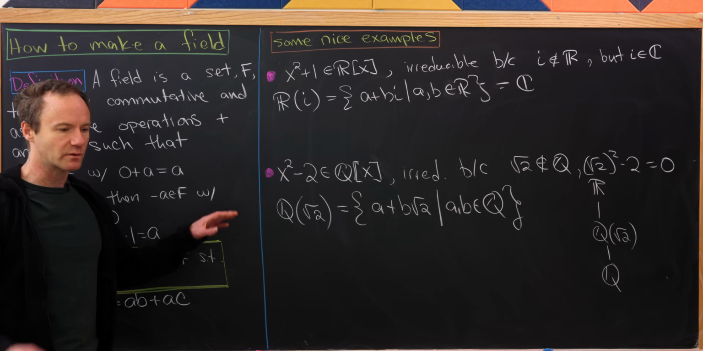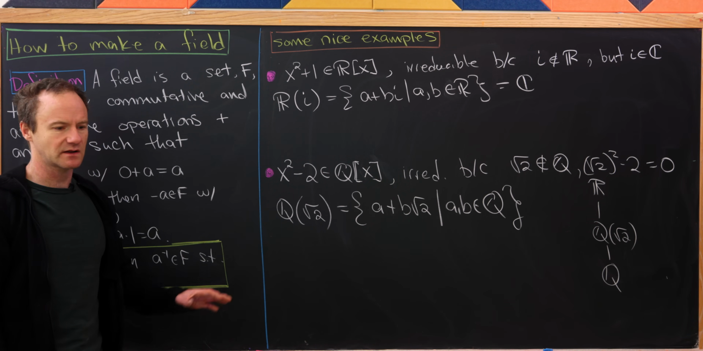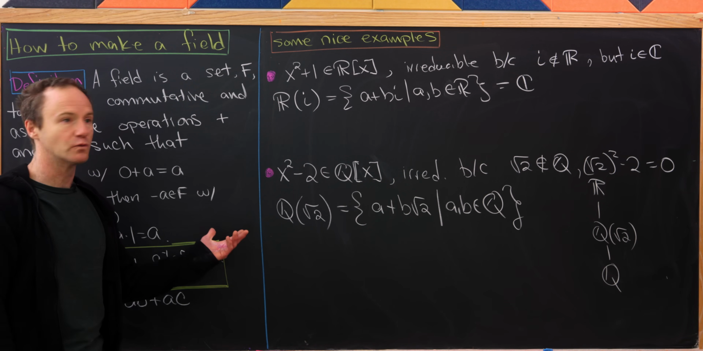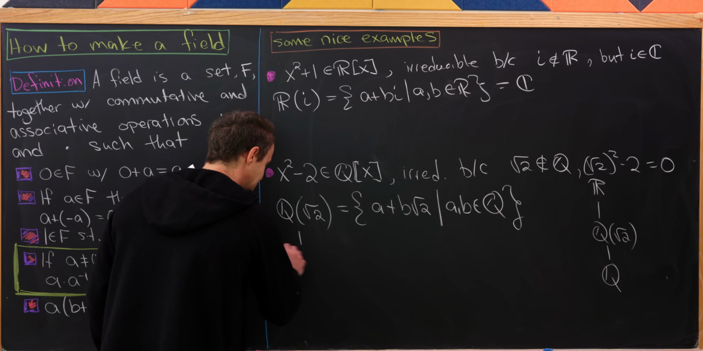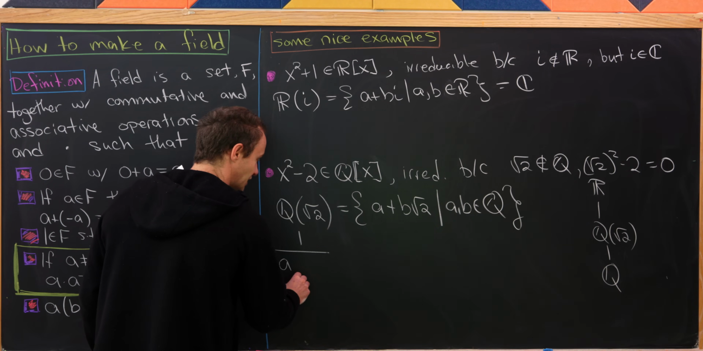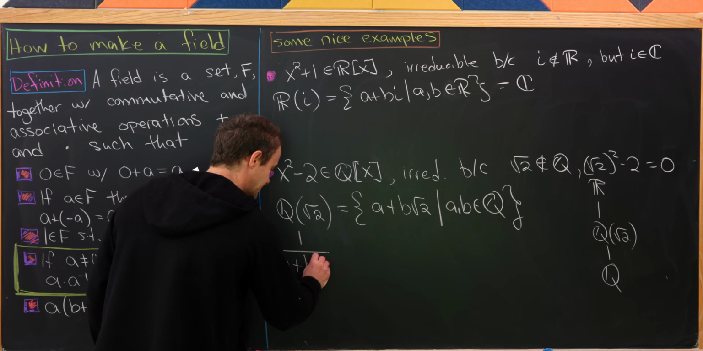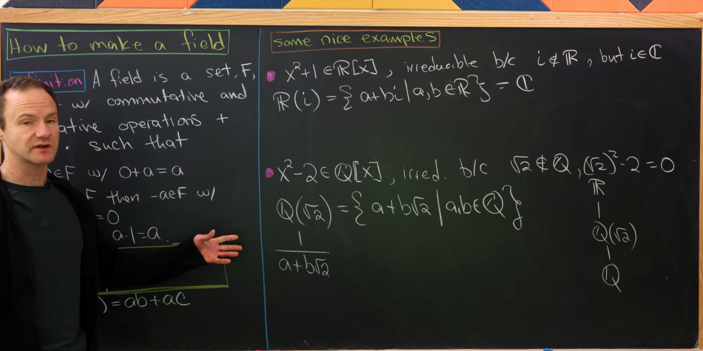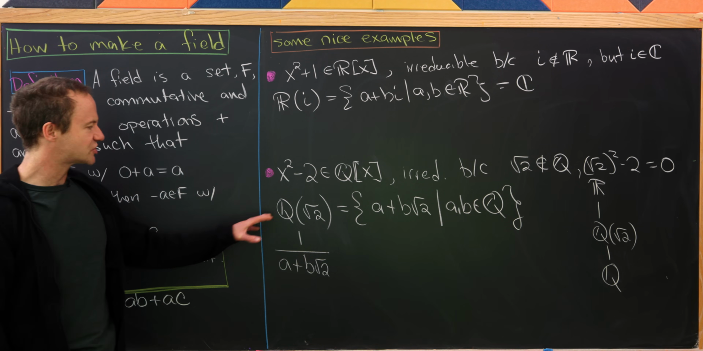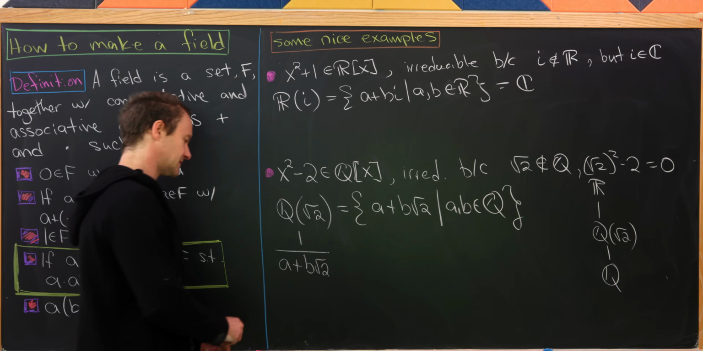On the last board, when we were doing things generally, we didn't check that things had inverses, but now we'll do that because it's a little bit simpler to work with. The idea here is to look at the object 1 over a plus b times the square root of 2. This would be the inverse if we looked at it in the real numbers, but now we just want to make sure that it's also in this set.